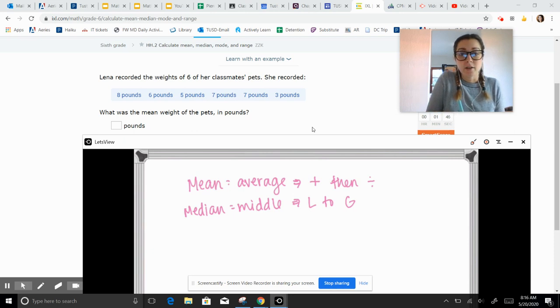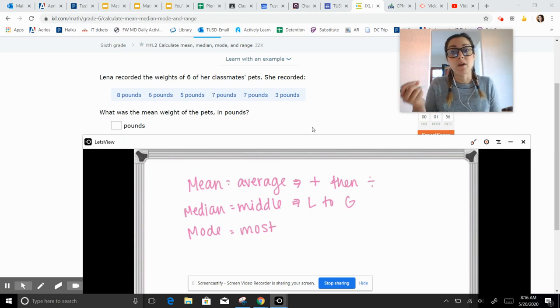Now, the two that we haven't talked about yet are mode, and that means the most. So it's whatever amount occurs the most often. So if you see one number that shows up twice and the rest only show up one time, then you now have your mode. It's the one that showed up twice. And the range is the greatest number minus the least number. Okay, so whatever the biggest number is minus the smallest number. It's the range of your data, okay?